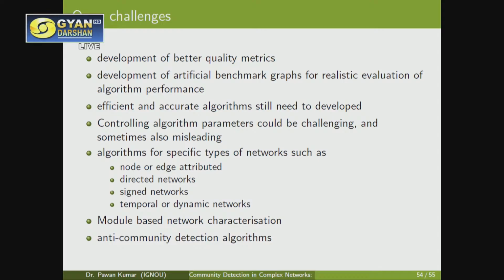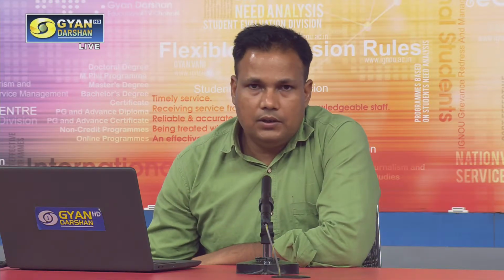There is also a lack of artificial benchmark graphs. There are some graphs like LFR or Newman-Girvan or ABCD, but these are not sufficient. We need more kinds of graphs. And of course algorithms for node or edge attributed networks are missing. There are very few. We need to discuss them. So these are some current issues in this field, and this field is growing very highly.